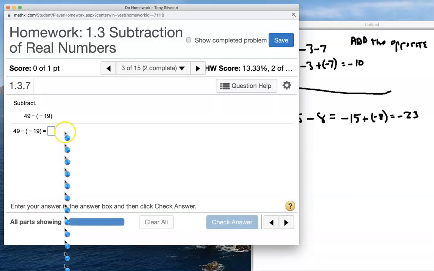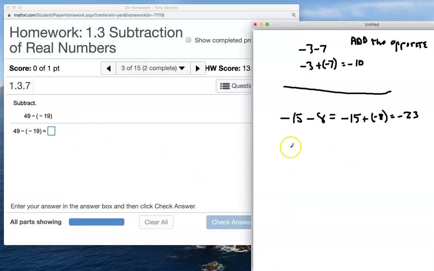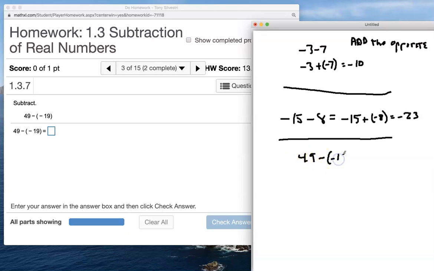Okay. Now, 49, let's do this one. 49 minus a negative 19. You're going to see double negatives a lot, so you might as well get used to the pattern. Basically add the opposite. Keep the first number. Change that minus to a plus. The opposite of negative 19 is 19. Okay, so we got two positive numbers there.